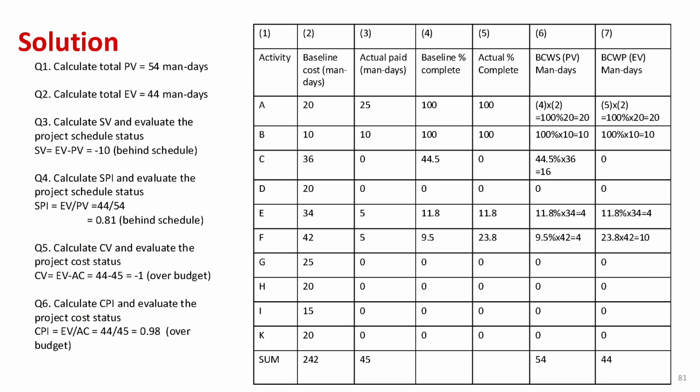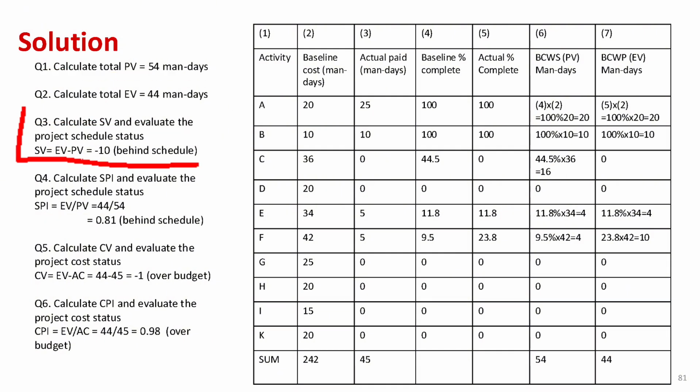Now, we'll answer these 6 questions to get a full picture of both schedule and cost performance. First up, question 1. We calculate the total planned value, or PV, which is basically the sum of column 6, that's 54 man days. That's basically how much work we plan to have done by day 18. Question 2. Now for the earned value, or EV, that's 44 man days, which is the sum of column 7. This tells us how much work we've actually completed.